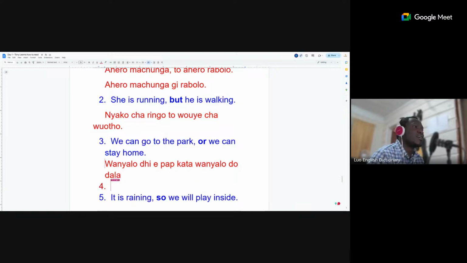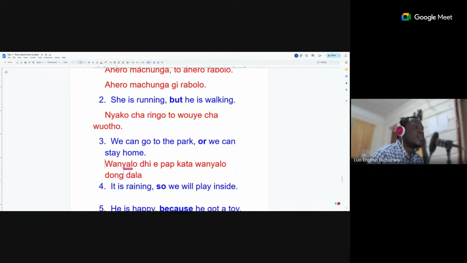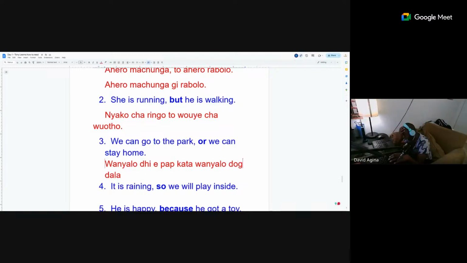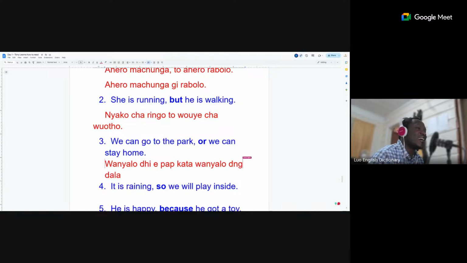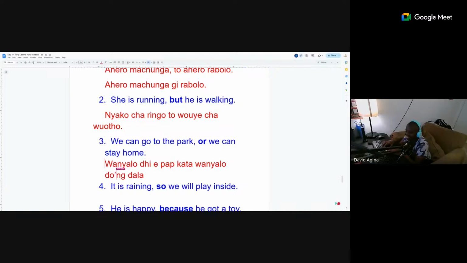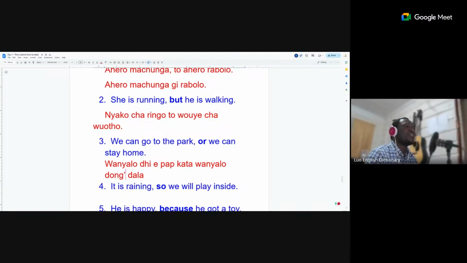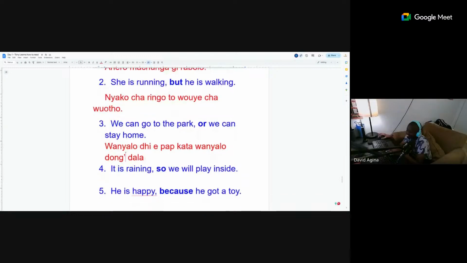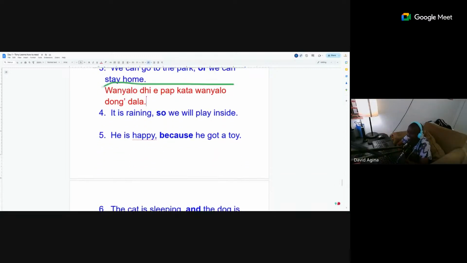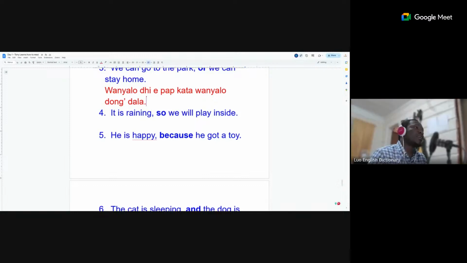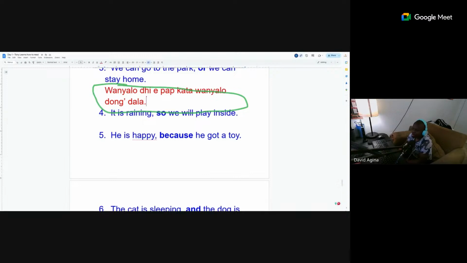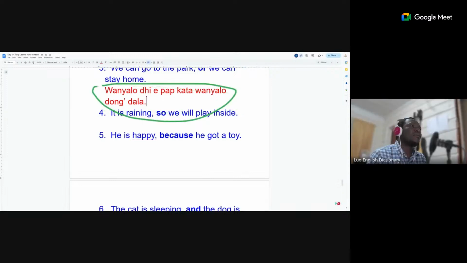Dong. You must put an apostrophe at the end. Can you read that? Read the entire thing. Wanyalo dhi epap kata wanyalo dong' dala. Say that again. Yep, like that.